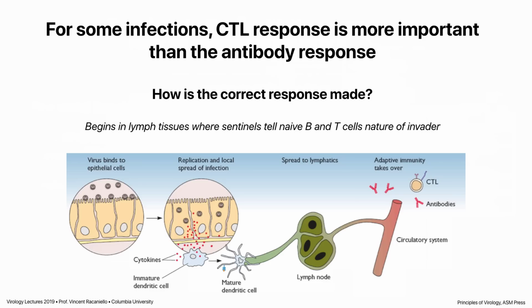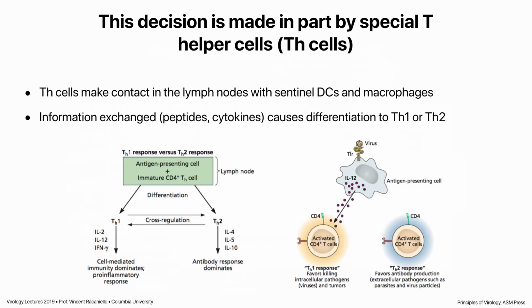Now, it turns out that, as I said earlier, for some viruses the CTL response is more important than the antibody response in protection and recovery. So the question arises, how do we know which response to make, whether we make an antibody or a CTL response? That begins in the lymph node where the dendritic cells, the sentinels, encounter B and T cells of the virus. And the way that is determined is by the helper T cells.